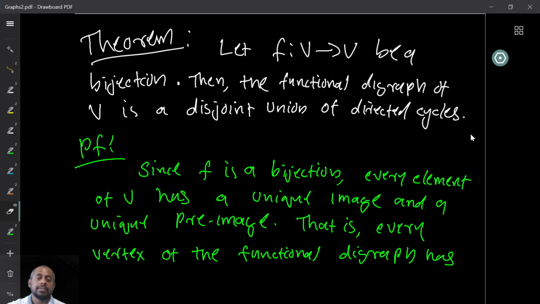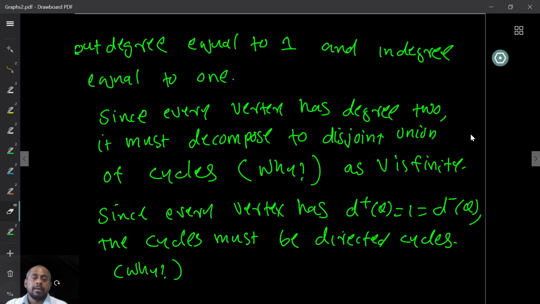Maybe you should think about this. If every vertex has degree exactly 2, the digraph decomposes, not necessarily digraph, the graph decomposes into cycles, disjoint cycles. Now, why is this?